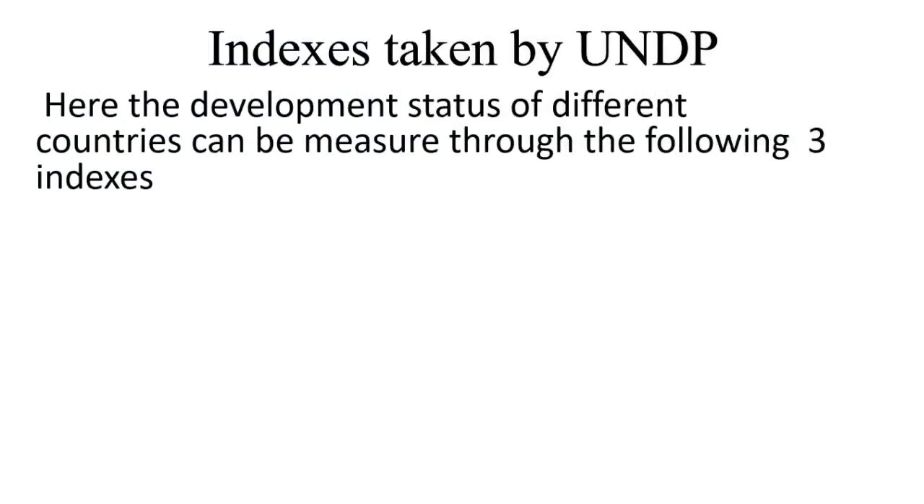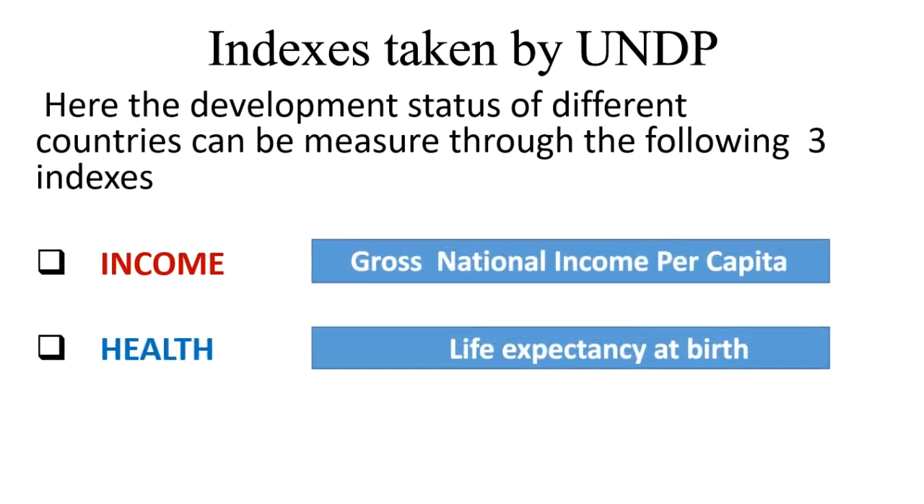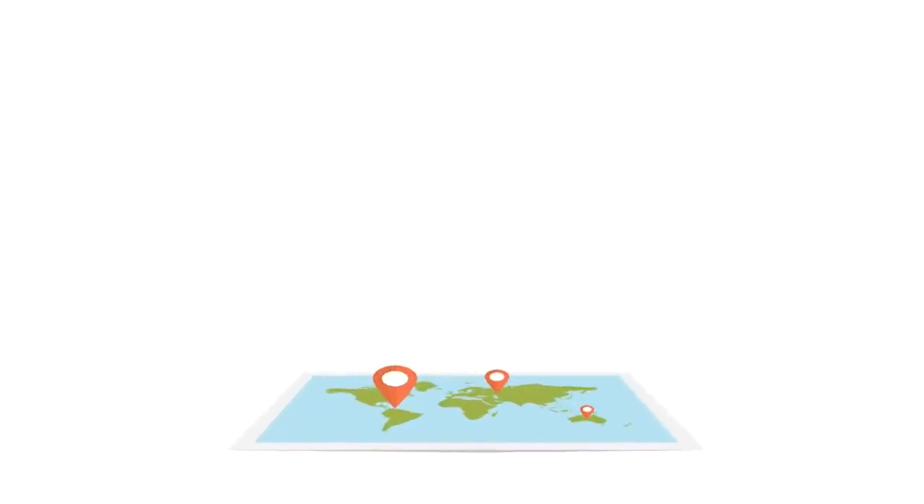UNDP uses certain indexes which we have already noticed in that table. Can you recall those indexes? The indexes used by UNDP are income, health, and education. In the blue color text box, you can see the particular measure of each index. Now we can discuss the activities of UNDP step by step.